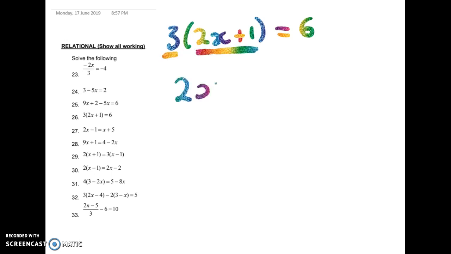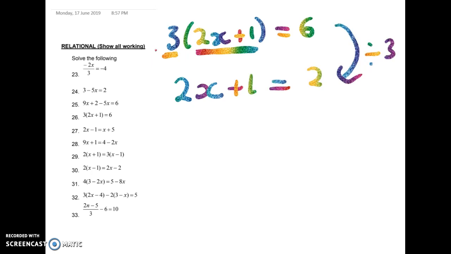3 times 2x plus 1 is equal to 6. There are several ways to proceed here. I could expand the brackets, or I could recognise that I've got 3 times all of the stuff in brackets. So I can divide both sides by 3. So we'll do it this way first. I get 2x plus 1 is equal to 2. Right, so I've divided this side by 3, and I've divided this side by 3.